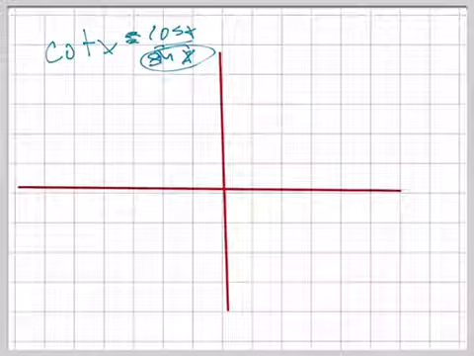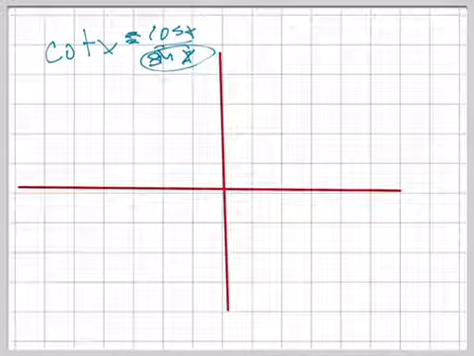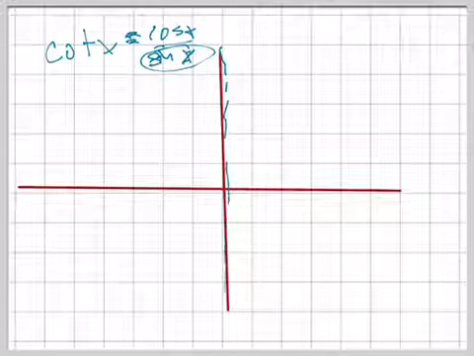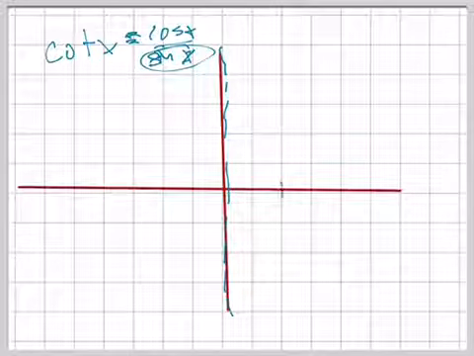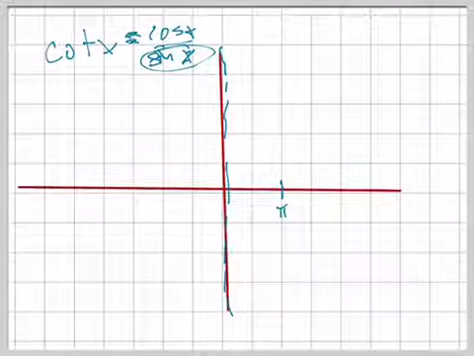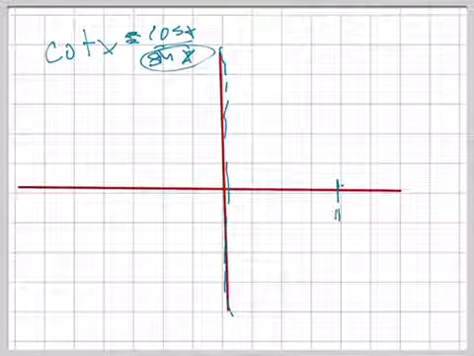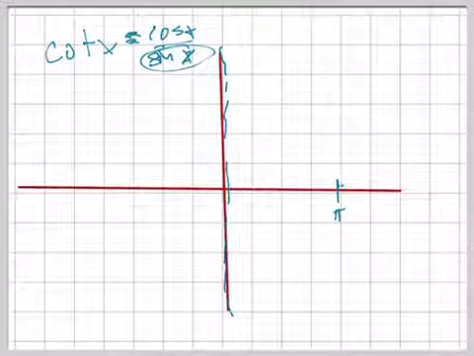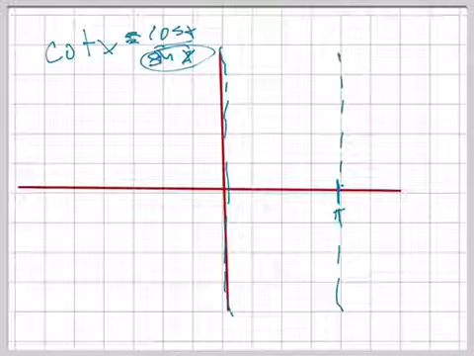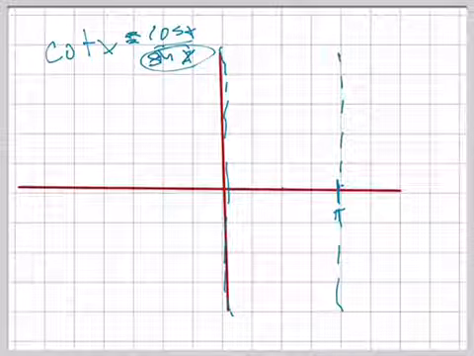So think of your graph. Where does the sine equal 0? That's your y-coordinate. It's at 0 and at pi. Whoops, let me make pi over here. At 0 and at pi. So those are going to be your asymptotes.